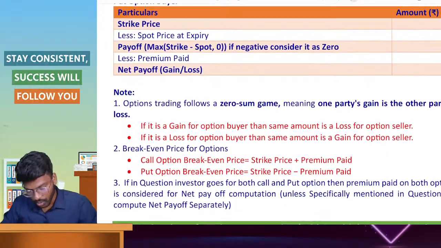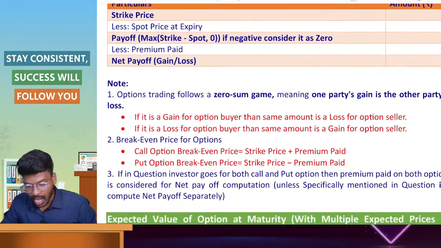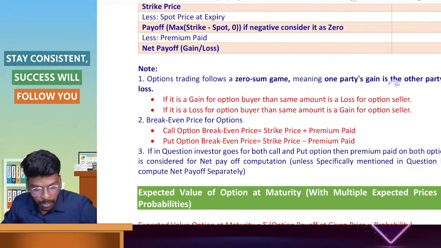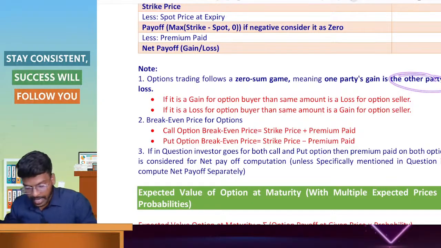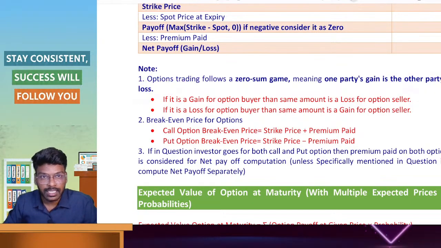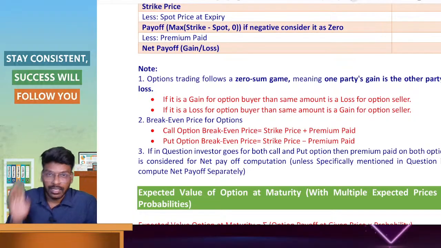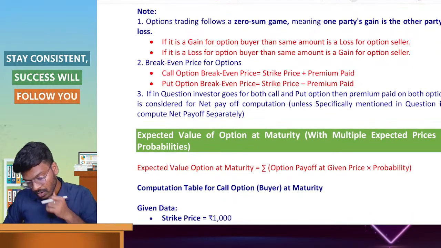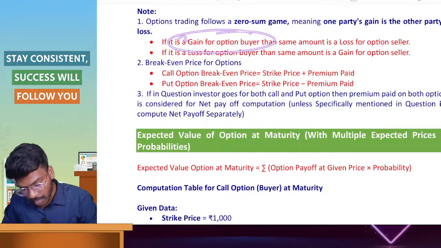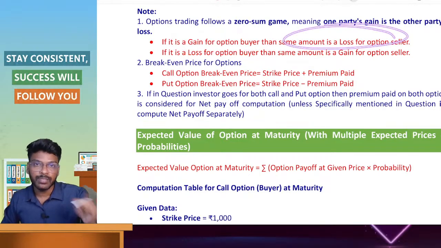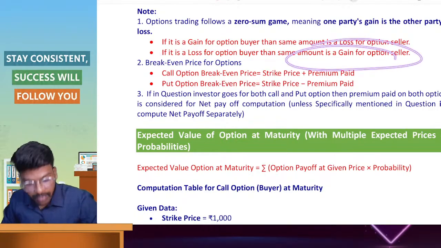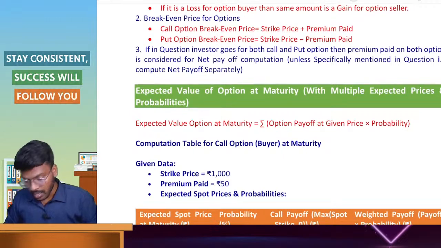Note: in case of options, it is a zero sum game, because if one party makes a gain, the other party will make a loss. If it is a gain for the option buyer, the same amount will be a loss for the option seller. If it is a loss for the option buyer, it is a gain for the option seller. Okay, break even.